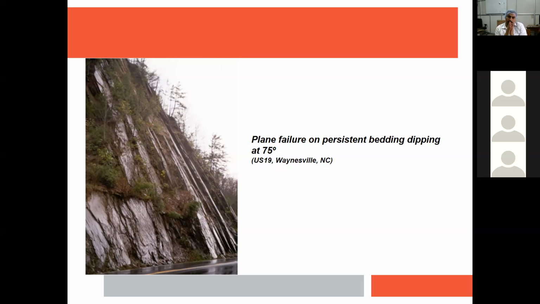The advantage of this particular slope is that right now it is stable at a 75-degree angle. But if there is some external loading condition or some other external disturbance, failure may occur along this bedding plane, and one after another bedding plane will slide under planar failure. So this particular slope is in a susceptible condition.